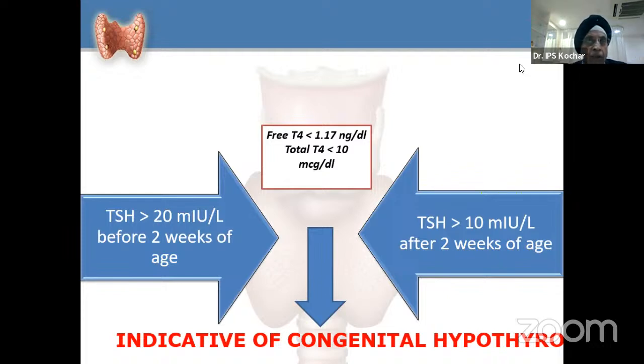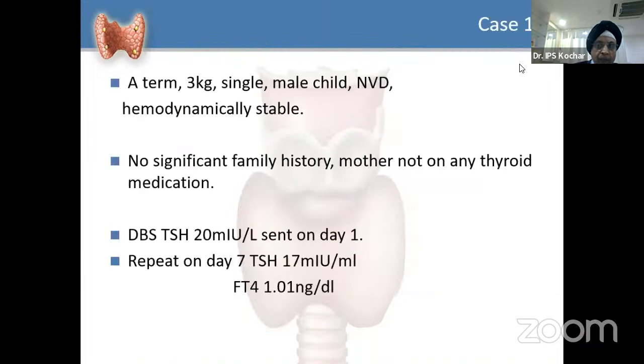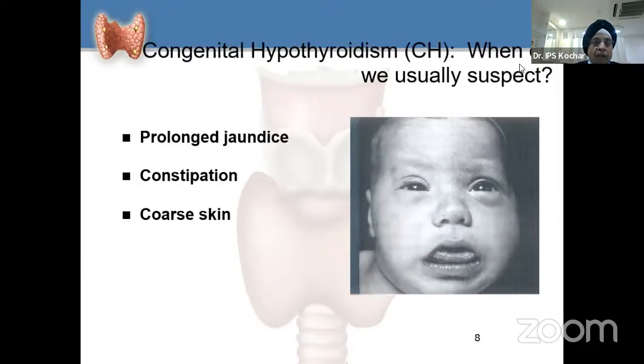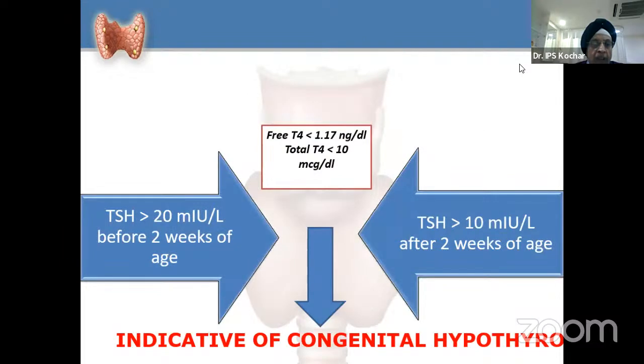I'm getting a TSH of 14. Should I start the treatment? Should I not start the treatment? Going back to that case where on day 7 the TSH is 17, remember that after 2 weeks, if it persists at more than 20, then we consider it. So in this case, we need to keep on observing the baby.